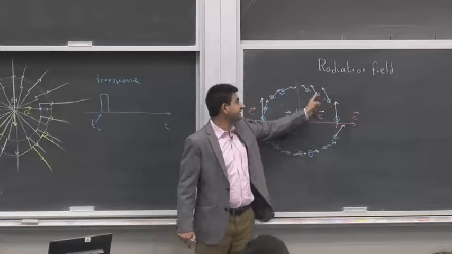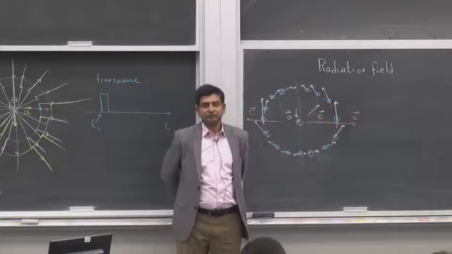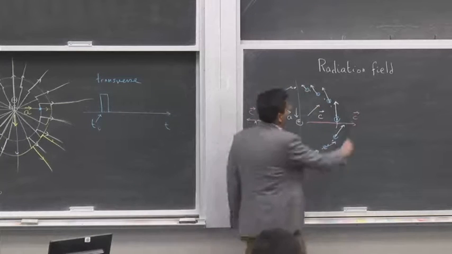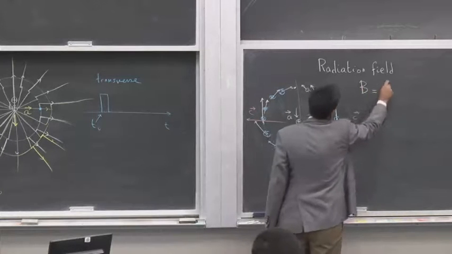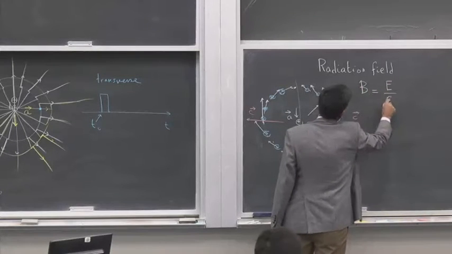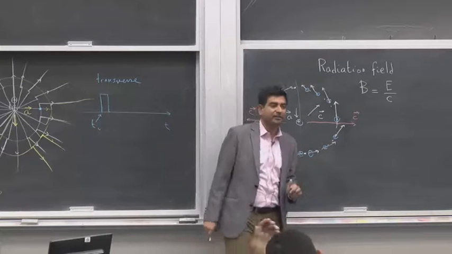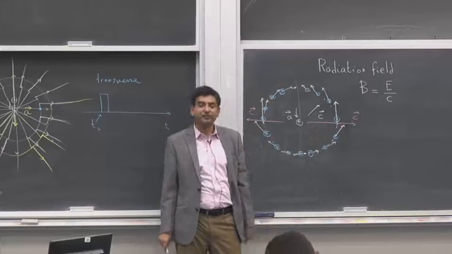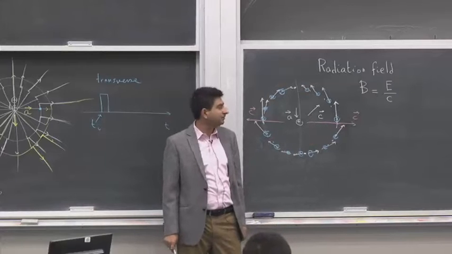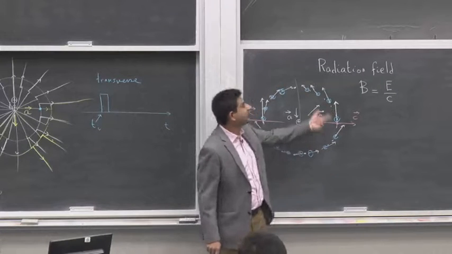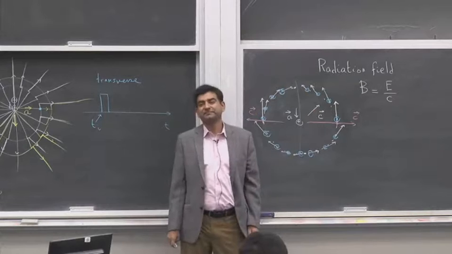Are these magnetic fields the same in magnitude? No. The magnetic field is determined by the electric field divided by c. This is something we learned from the previous class. E equals Bc. This has to be true for Maxwell's equations to be satisfied. So, smaller E means smaller magnetic fields.